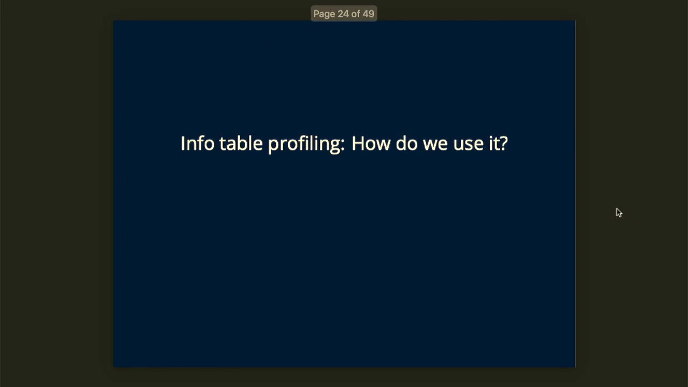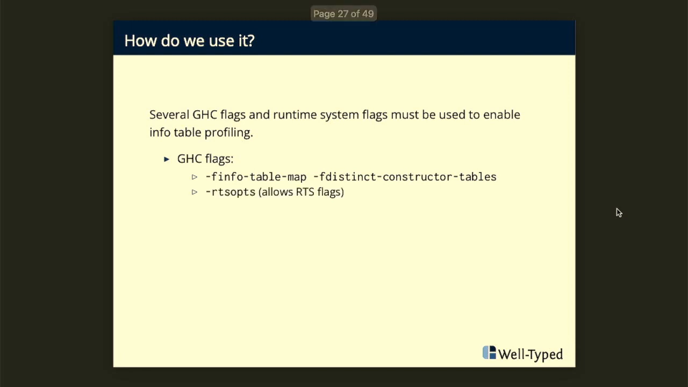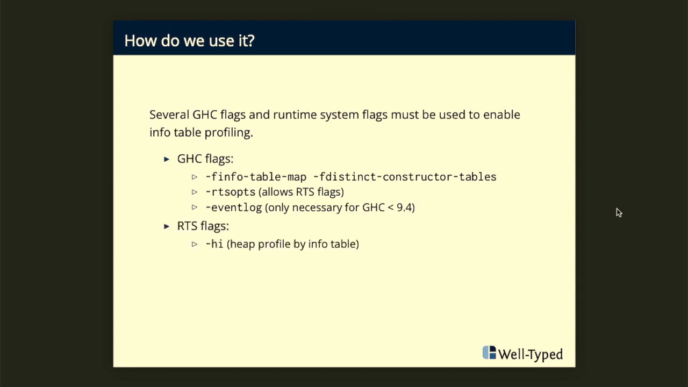So how do we use info table profiling? You need several GHC flags and runtime system flags. First, the GHC flags: you need to compile with at least -finfo-table-map, and then if you want the distinct constructor tables, you should use that as well, and most people do. Then you need to enable RTS options, and then for GHC less than 9.4, if you're going to be emitting an event log, you need to link with the eventlog flag. And for runtime system flags, you need to actually say that you want to do a heap profile by info table using -hi, and then you need to emit the event log using -l.